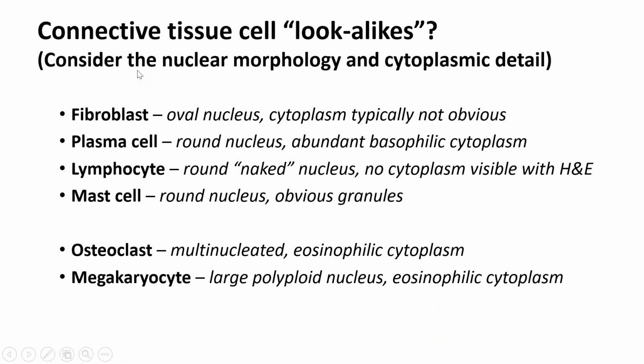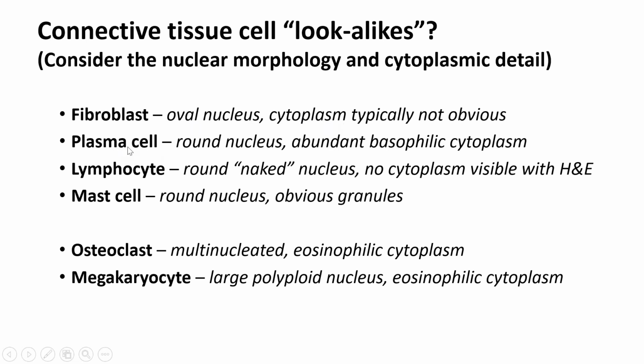So now let's take a look at the nuclear morphology. How can we identify some of the different cells? So very quickly, I would like to say the following. We don't always see the cellular detail that we would like to, so we want to pay attention to nuclear morphology and cytoplasmic detail. For example, the fibroblast or fibrocyte has an oval nucleus. The cytoplasm typically is not obvious.